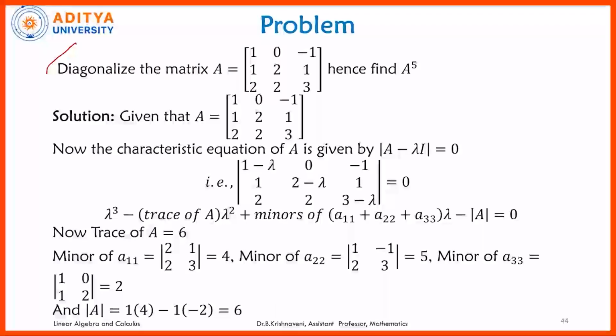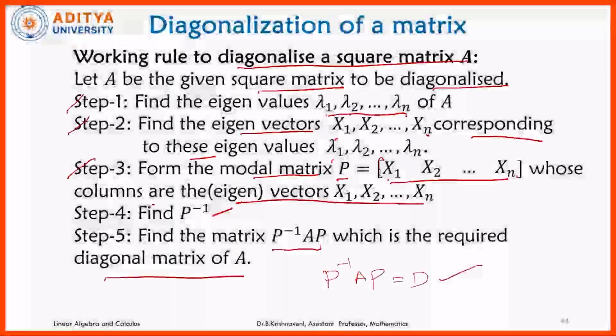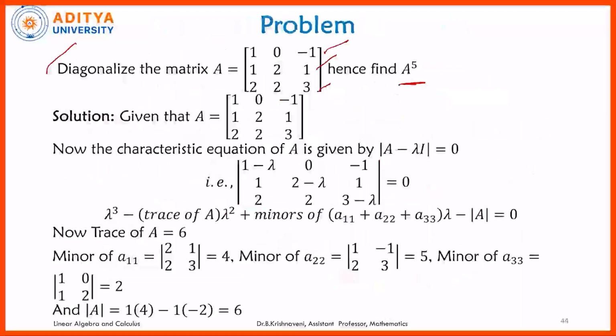The question is: diagonalize the matrix A equal to [1 0 -1; 1 2 1; 2 2 3], hence find A power 5. So, as per our working rule, we first need to find the eigenvalues, then the corresponding eigenvectors. For that, we need the characteristic equation for the given matrix, which is given by det(A minus lambda I) equal to 0. That is, det of [1-lambda 0 -1; 1 2-lambda 1; 2 2 3-lambda] is equal to 0.